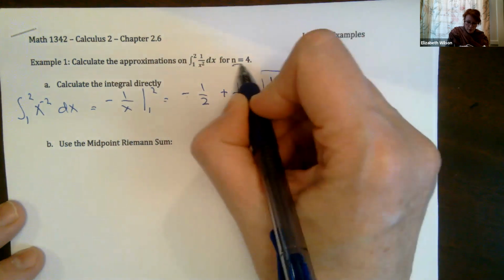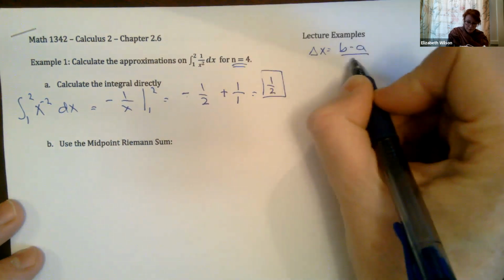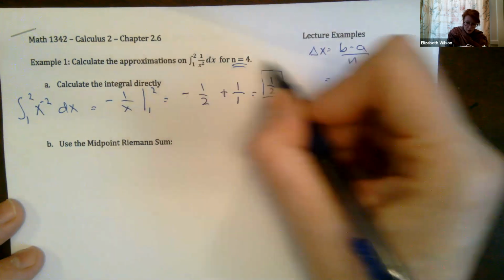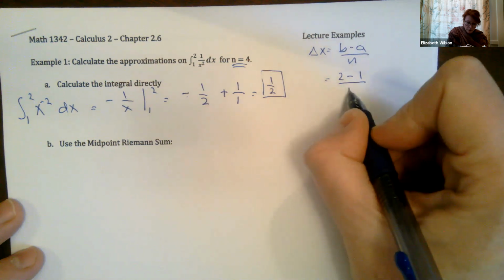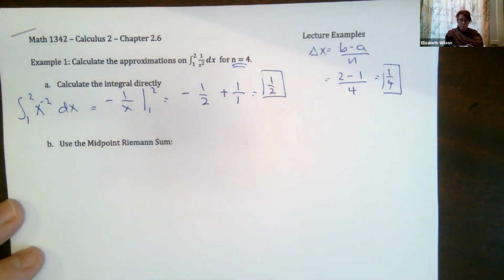Okay, so I'm going to do a little prefetching here. My n is equal to 4. So my delta x is b minus a all over n. So this is 2 minus 1 all over 4, which is 1/4. Okay, so it gives me a little bit of prefetch stuff.